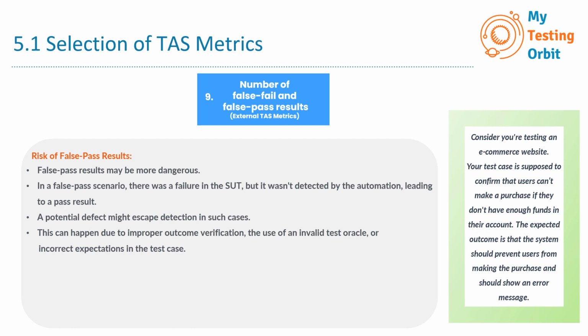Okay, so in our bullet point, the first reason was improper outcome verification. So if your test case only checks that, let's say, the purchase button is disabled when the user has insufficient funds but does not verify that the error message is displayed, then you might have a false pass. This is because the system might still allow the user to make the purchase through other means, for example, by entering a coupon code or using a different payment method without showing the error message. Therefore, your test case would pass even though the system has a bug.